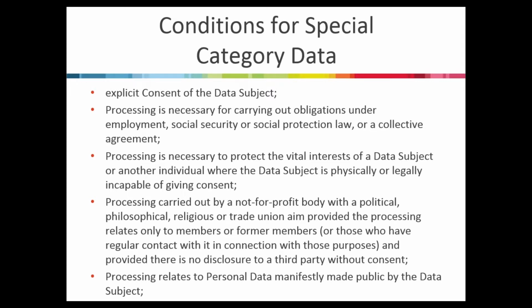Conditions for special category data are explicit consent of the data subject, where processing is necessary for carrying out obligations under employment, social security or social protection law or a collective agreement, where processing is necessary to protect the vital interests of a data subject or another individual, where the data subject is physically or legally incapable of giving consent, where processing is carried out by a not-for-profit body with a political, philosophical, religious or trade union aim, providing the processing relates only to members or former members or those who have regular contact with it in connection with those purposes, and provided there is no disclosure to a third party without consent. Processing relates to personal data manifestly made public by the data subject.